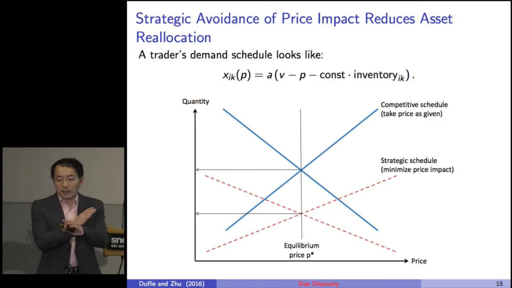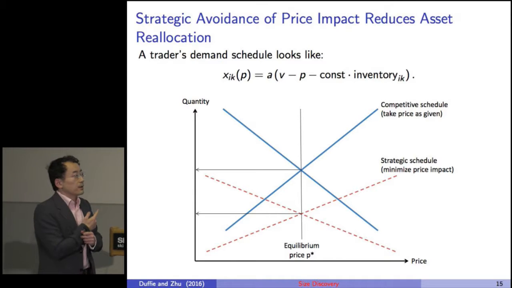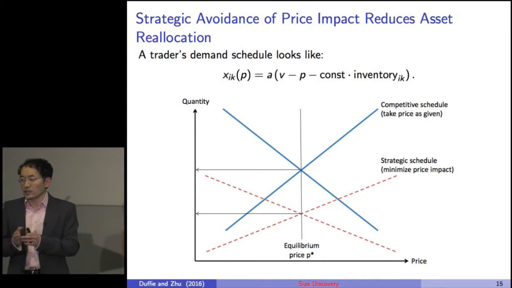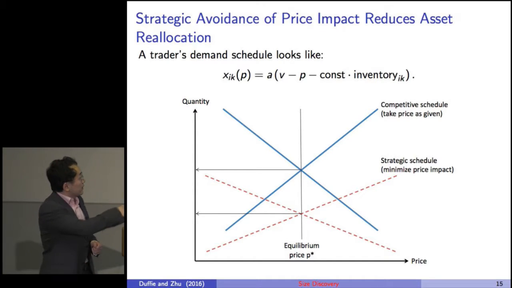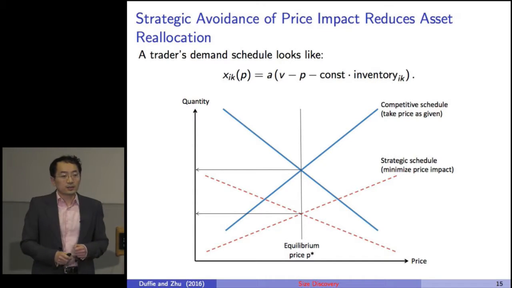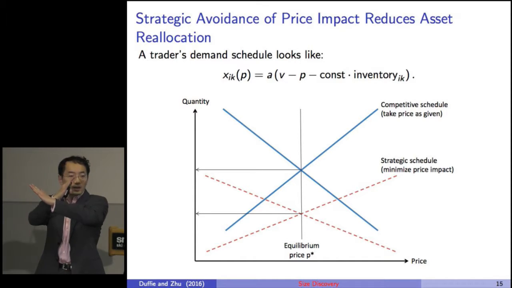Now, let me just describe the intuition of why in this market, allocation is not efficient. Remember, there are only n of us, and we are strategic. If we were competitive, we would submit the demand schedules that look like the blue lines, okay? So the blue lines imply that the price is equal to the marginal value. So we're going to cross at this price.